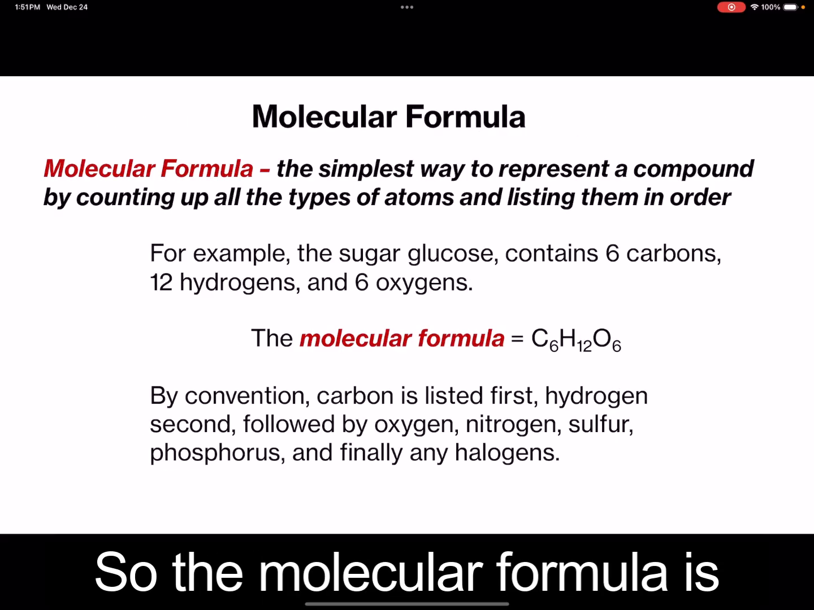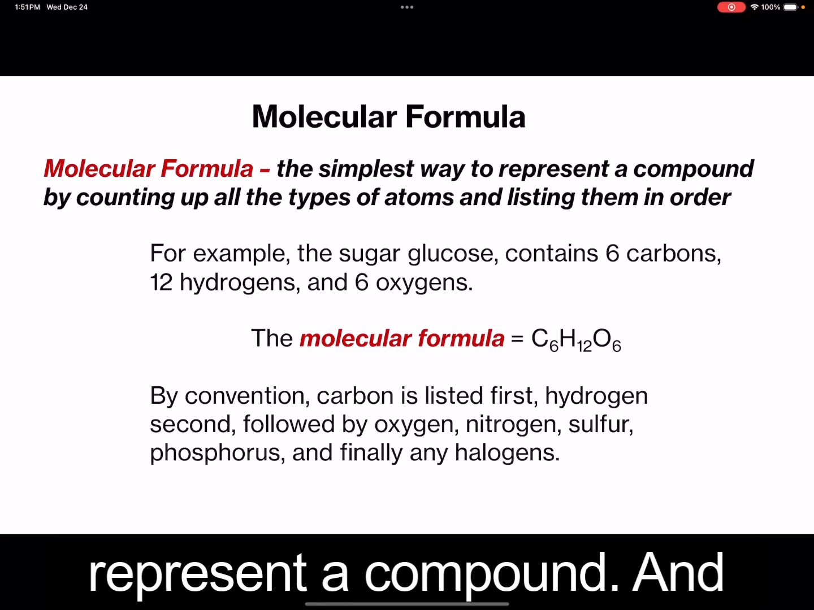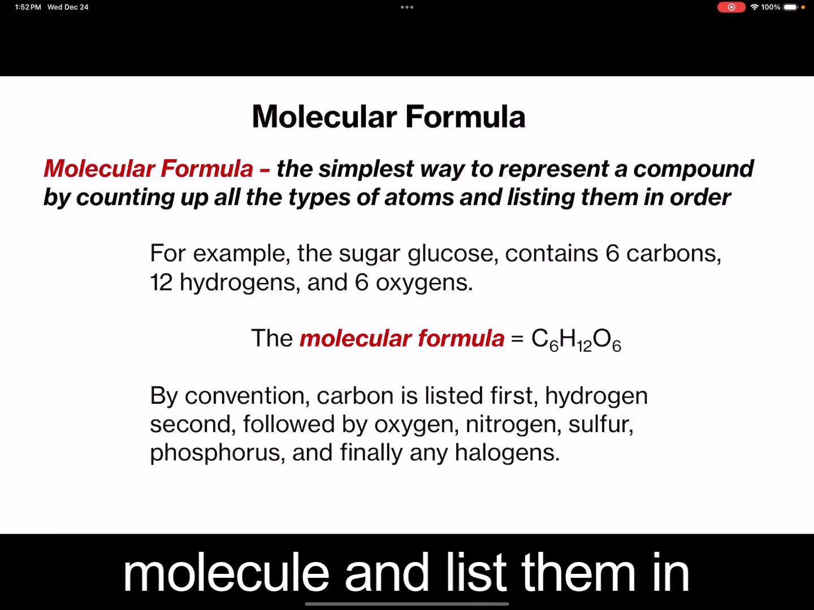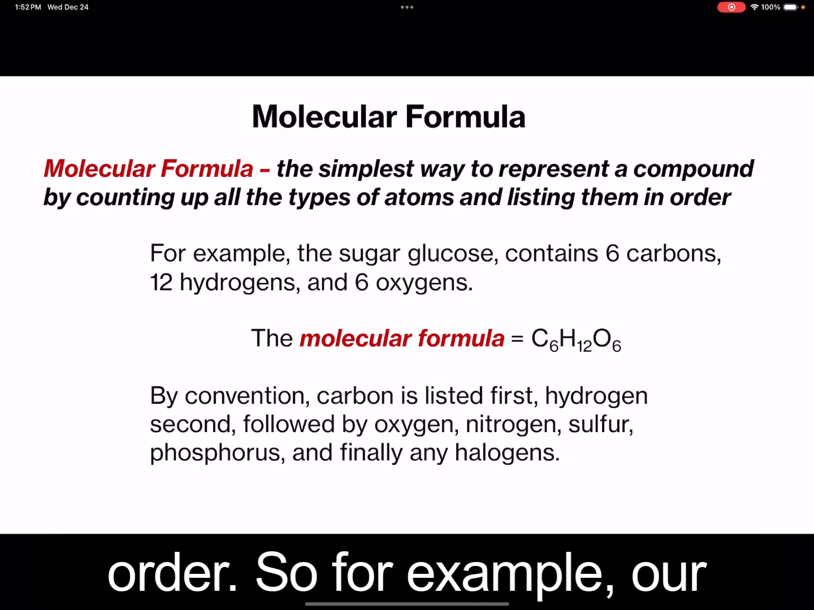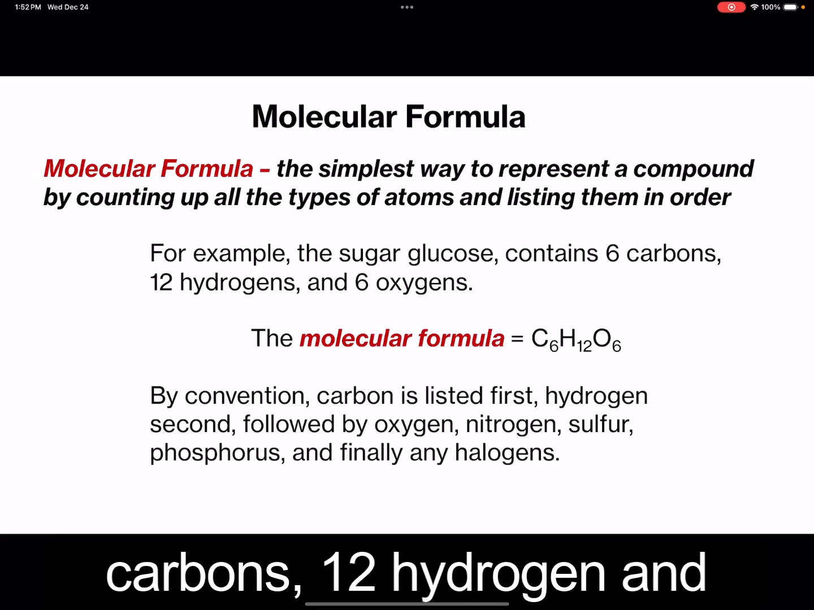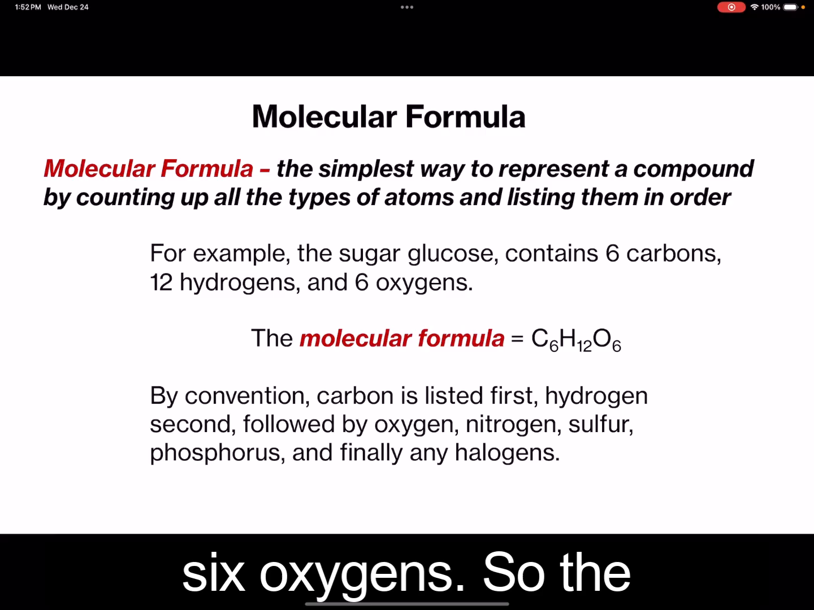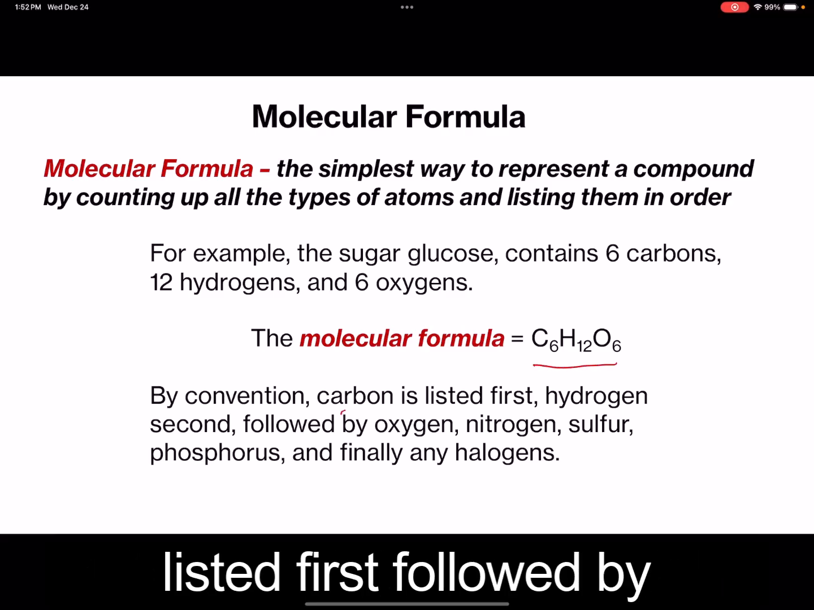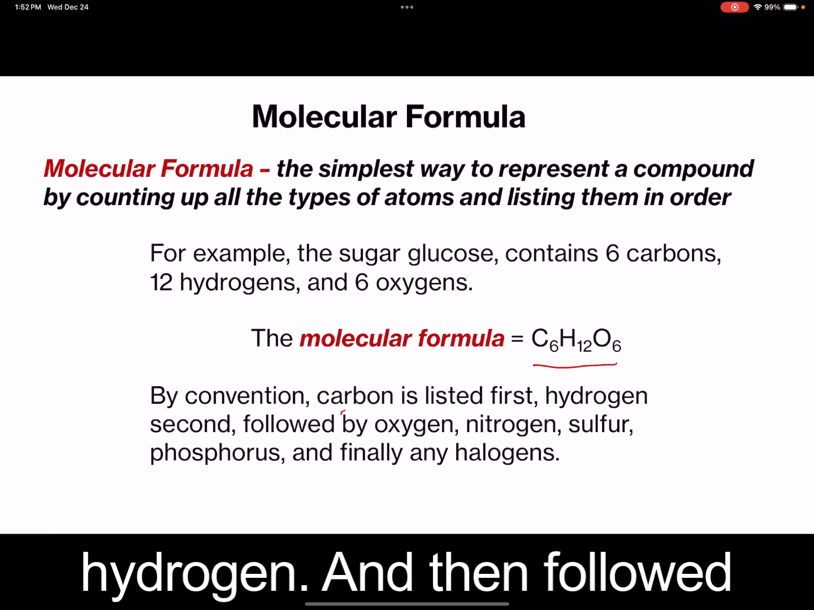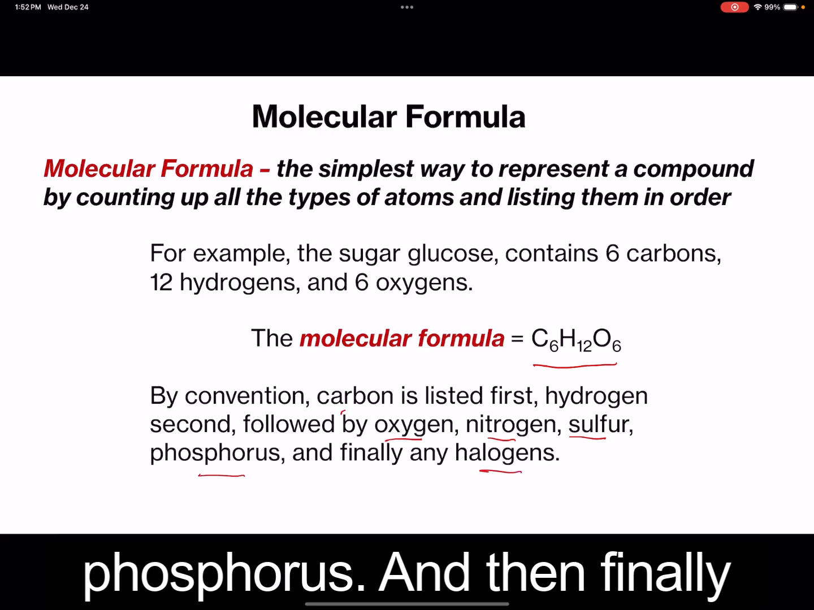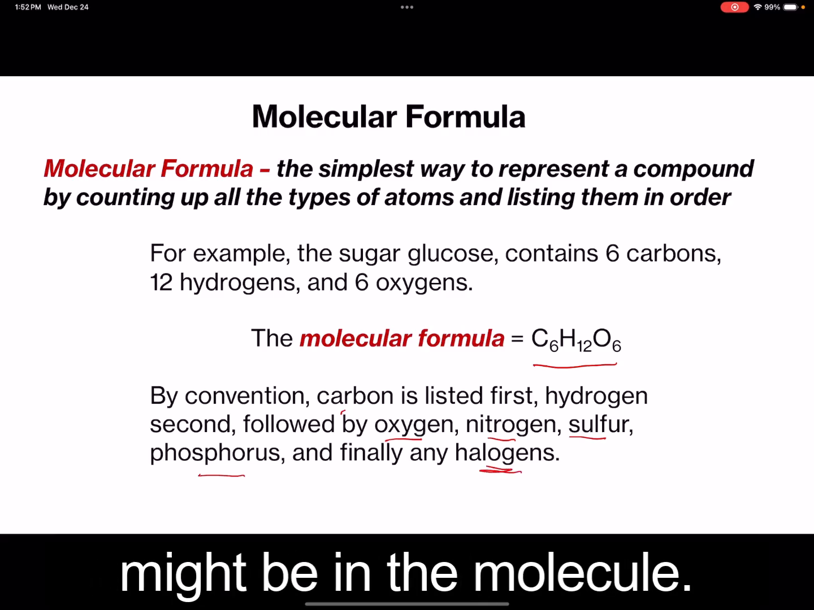So the molecular formula is the simplest way to represent a compound, and you essentially just count up all the different types of the atoms that are in the molecule and list them in order. So for example, our sugar glucose contains 6 carbons, 12 hydrogens, and 6 oxygens. So the molecular formula for glucose is C6H12O6. By convention, carbon is listed first, followed by hydrogen, and then followed by oxygen, nitrogen, sulfur, phosphorus, and then finally any of the halogens that might be in the molecule.